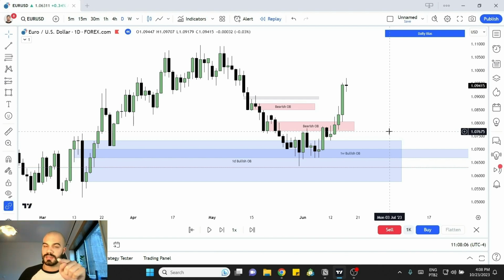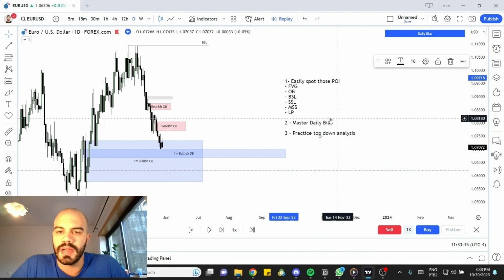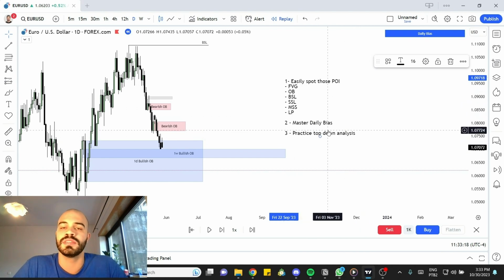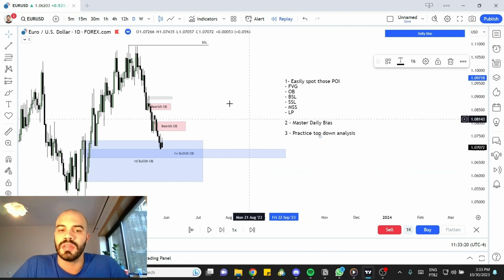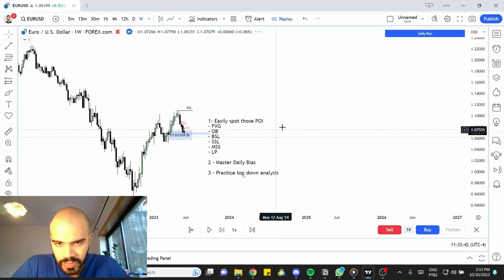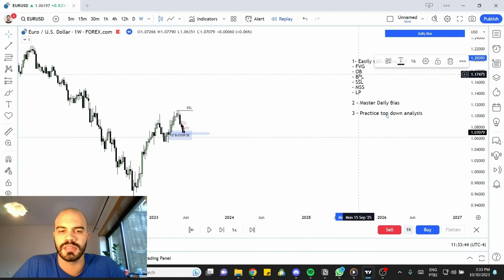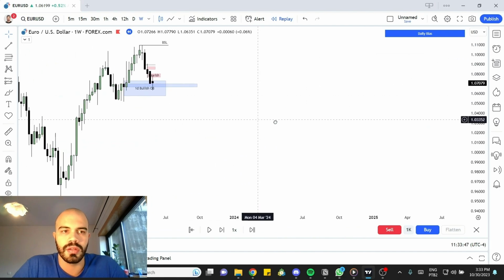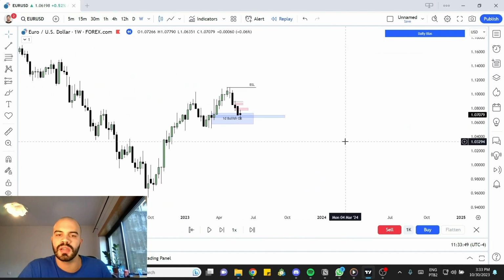Keep that in mind. Once you master the daily bias, it's time to start practicing the top-down analysis. And what do I mean by top-down analysis? Top-down analysis is basically going from the higher time frames to the lower time frames, taking into consideration the overall hierarchy between those zones. So, for example, let's start doing a top-down analysis here on Euro USD from the weekly time frame.